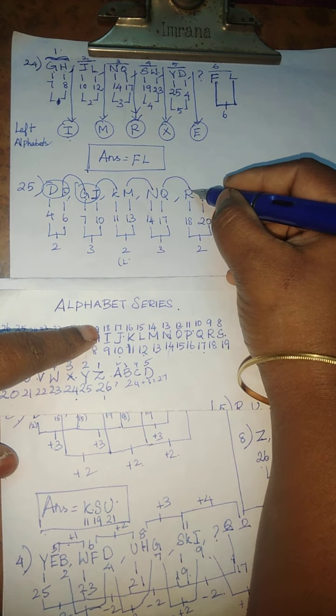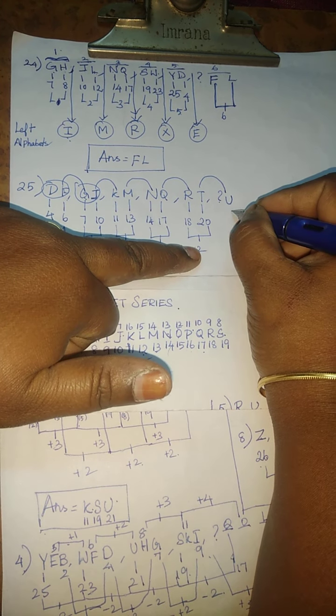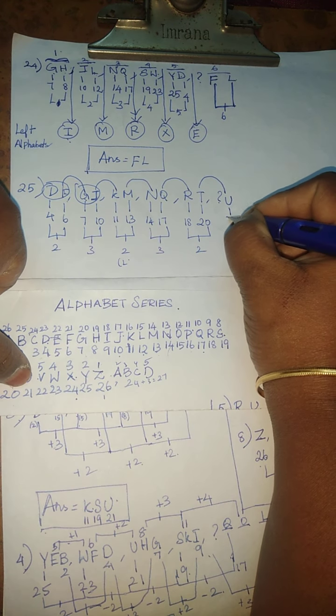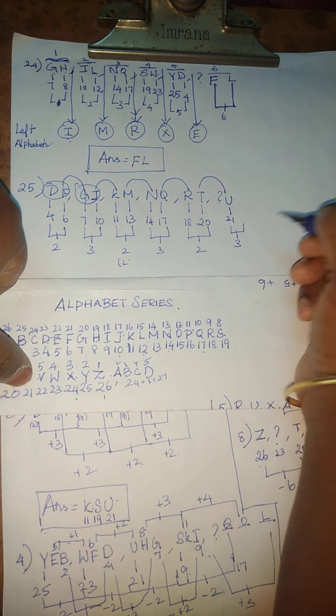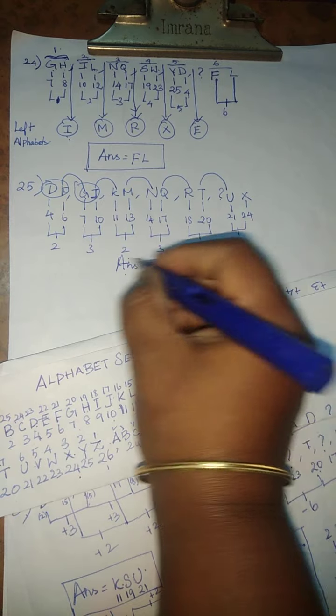After T, what should come? U. So the next alphabet is U. Here the difference is 2, 3, 2, 3, 2. Then what comes next? U is 21. The difference should be 3. So 1, 2, 3. 3 is the 24th one. So the 24th is X. Hence the answer is UX.